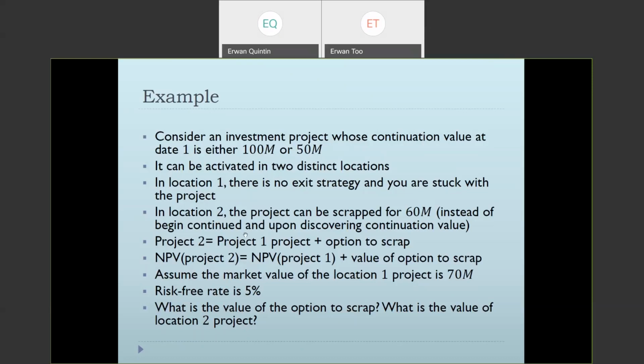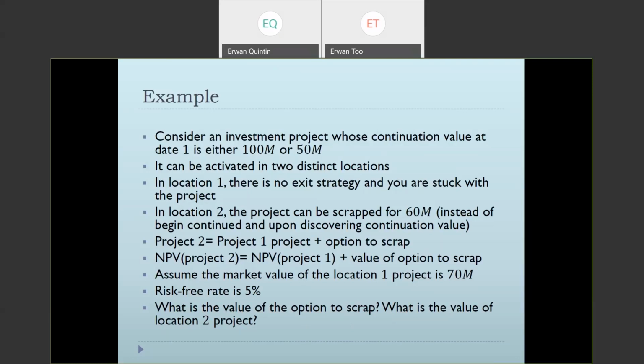Okay, so what questions may we want to ask here? First, that's the key question in this chapter. What is the value of flexibility? So here I want to know what is the value of the option to scrap. And if I know the value of the option to scrap, knowing the value of project 1, I can calculate the value of project 2. So therefore I get the answer to the other question that you may want to ask, which is what is the value of the project in location 2, knowing the value of the project in location 1? In other words, knowing the value of the project without flexibility.